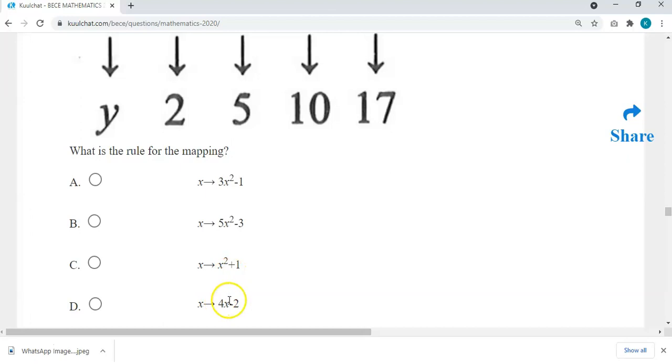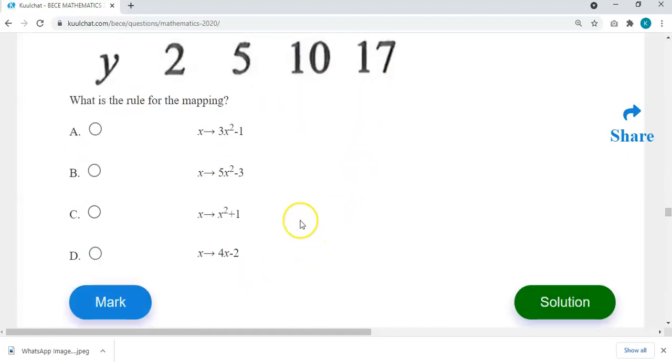But for curiosity's sake, let's check for this. When our x is 1, we have 4 times 1, which is 4, minus 2, which is 2. So you see that it works over here. Now, when our x is 1, we get 4 times 1, which is 4 minus 2, which is supposed to give us 2, but here it's 5, so it didn't work. So automatically we are 100% sure that this is the rule that we can use to get the corresponding value of our y. Okay, so that's for mapping.